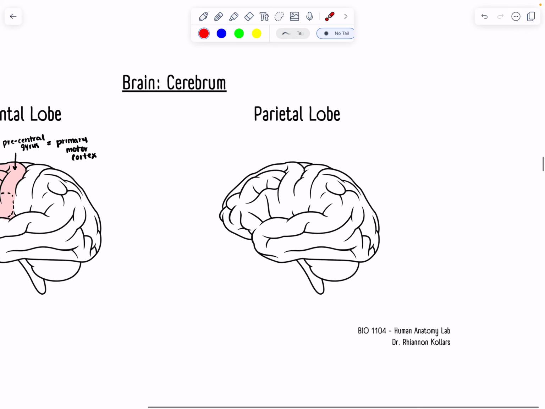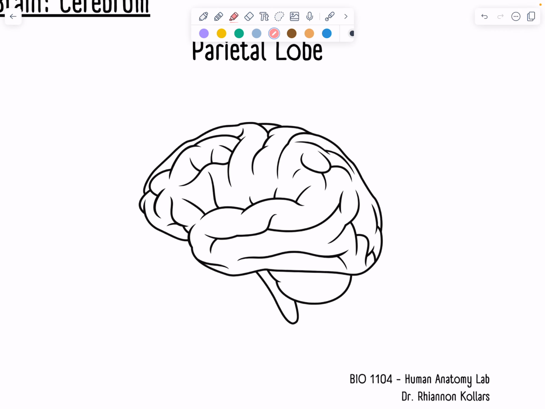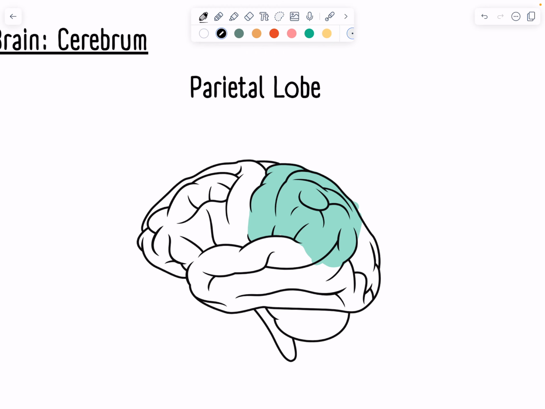Let's go behind the frontal lobe into our parietal lobe. Let's color the parietal lobe in green. So it starts behind that central sulcus, and it travels all the way back to about here, where it meets up with my occipital lobe. And this is my parietal lobe. When I think parietal, I'm thinking sensory information.